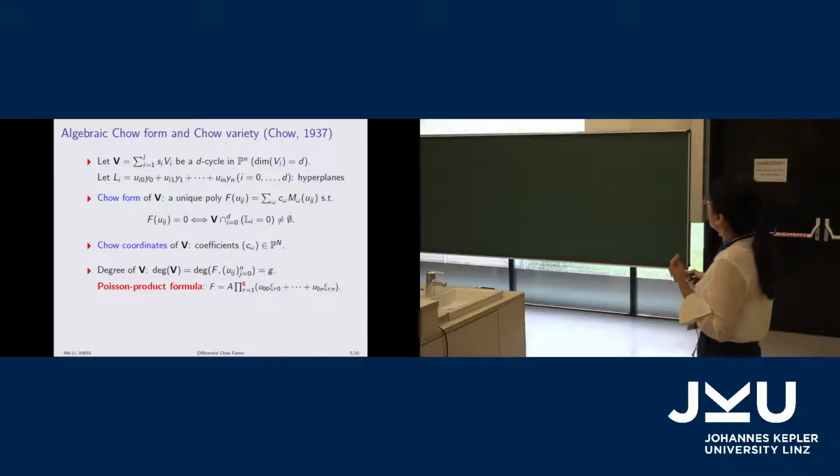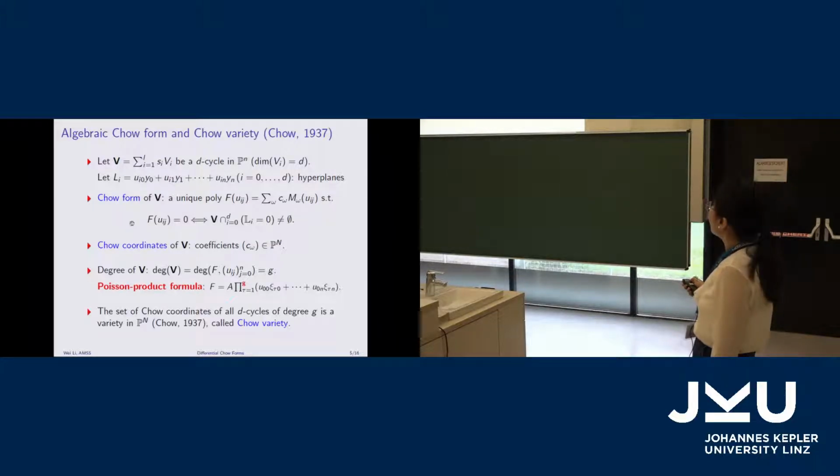we take d equal to 0 for an example. By factoring the Chow form, we can get all the points in the variety. So the coefficients of the linear factors, the G points, are all the points in the zero-dimensional variety.